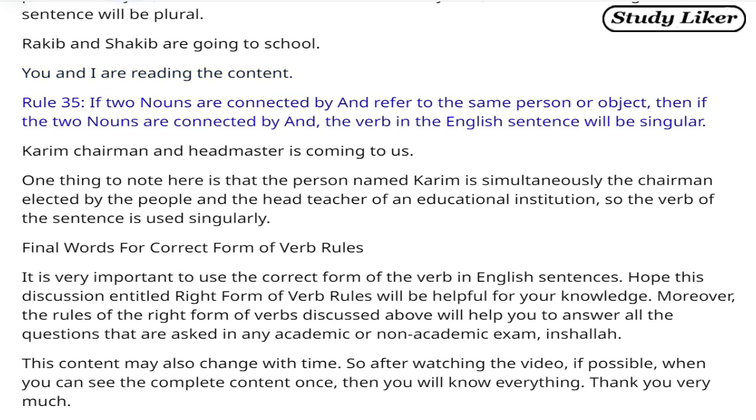Rule 35, if two nouns connected by and refer to the same person or object, then the verb in the English sentence will be singular. Kareem, chairman and headmaster, is coming to us. One thing to note here is that the person named Kareem is simultaneously the chairman elected by the people and the head teacher of an educational institution. So the verb of the sentence is used singularly.